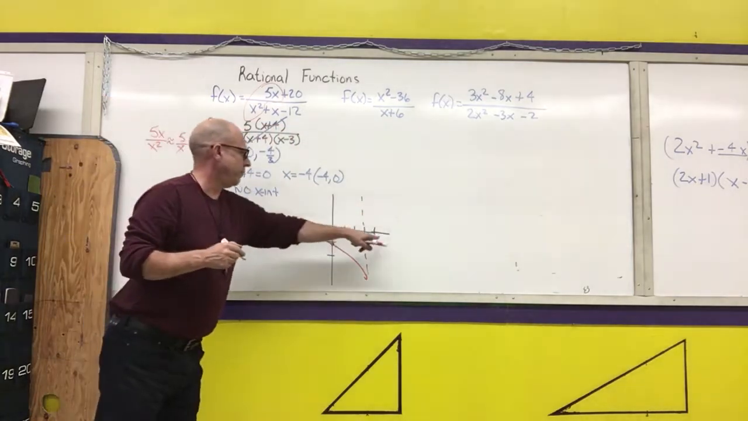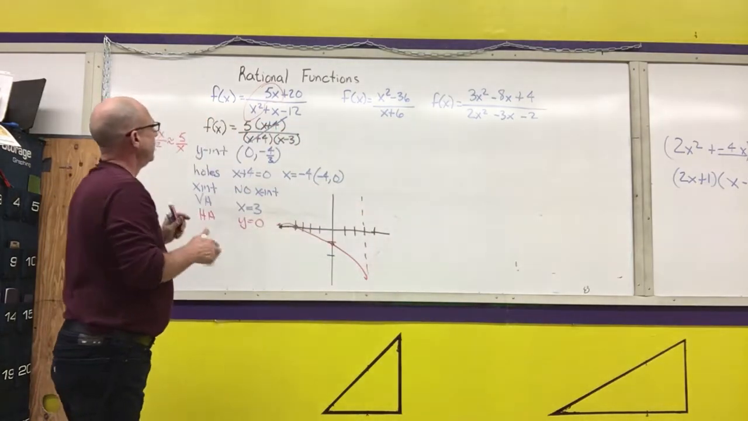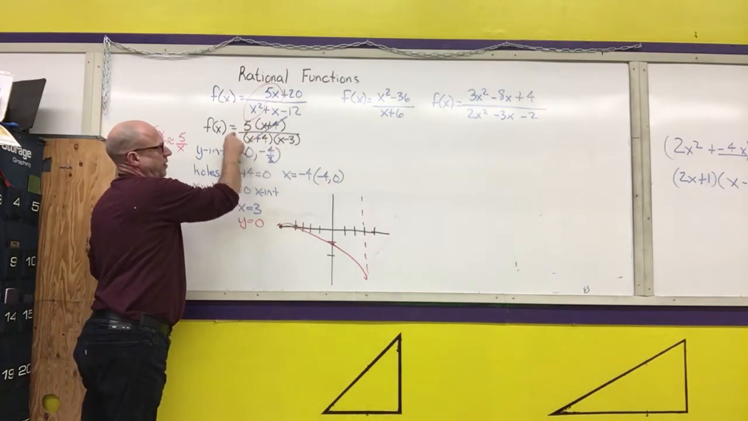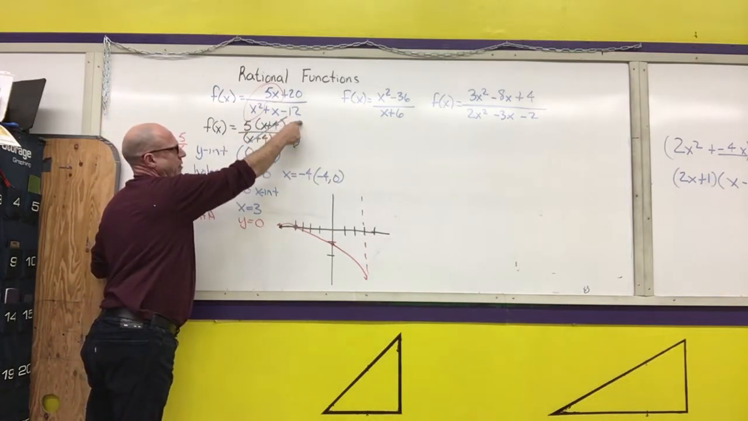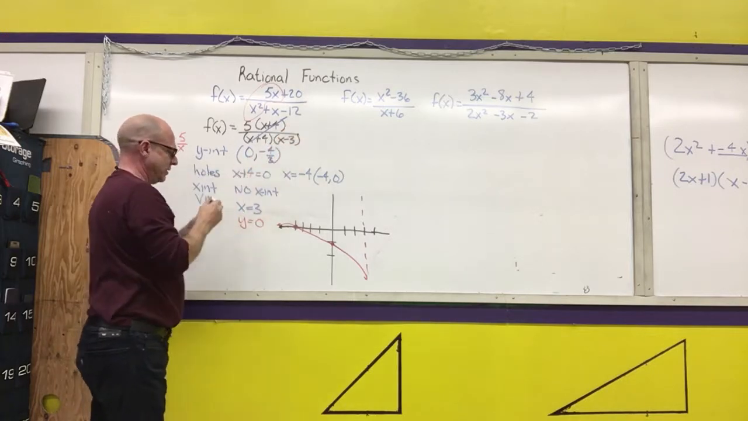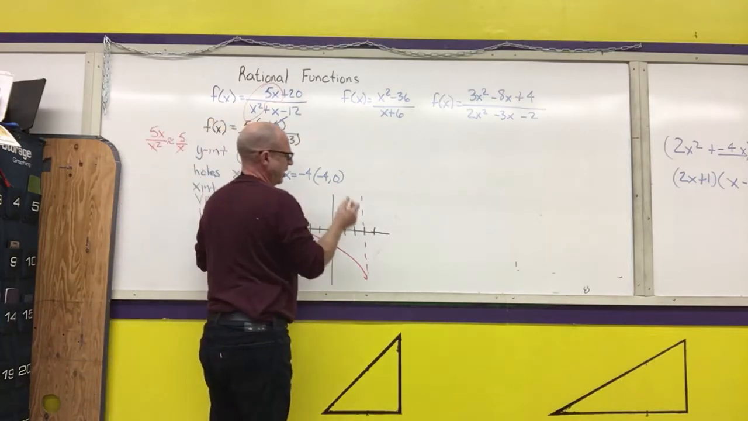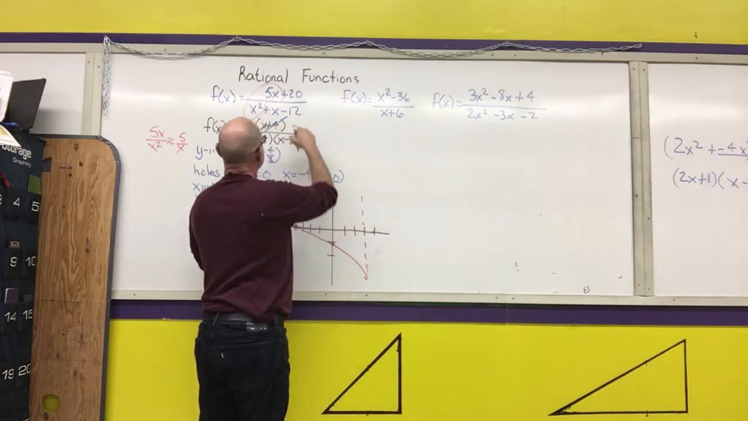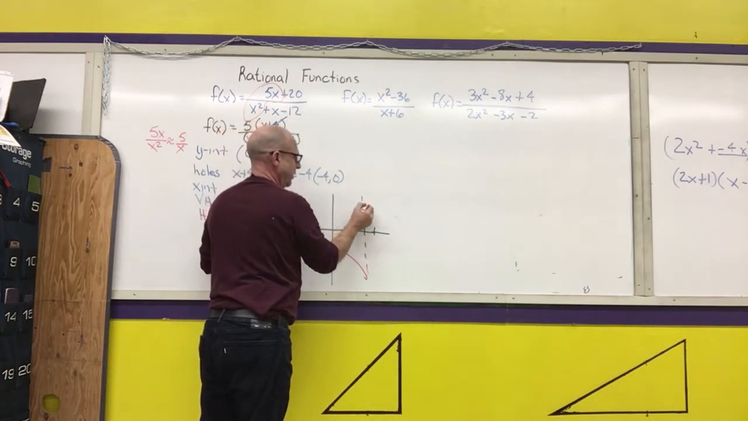So I'm going to substitute a 4 into this simplified function. So I get 5 over 4 minus 3, which is 5 over 1, which is positive. So I got 5 over 1, which is 5. I know the right-hand side of my graph does this.